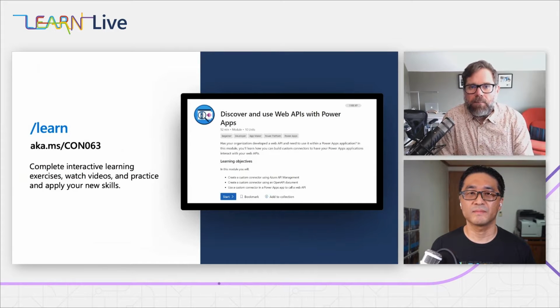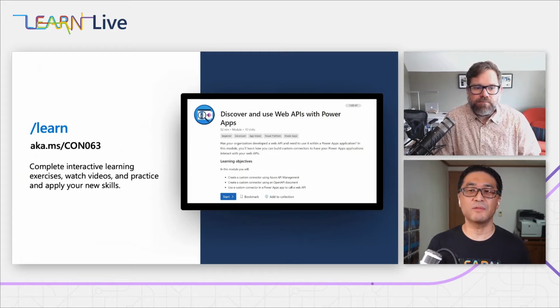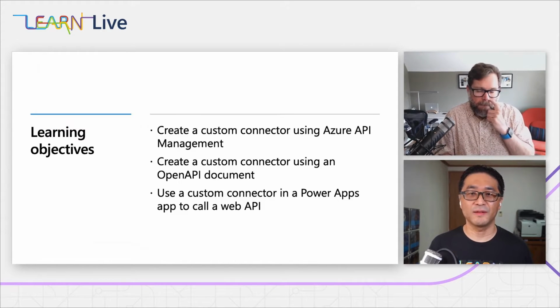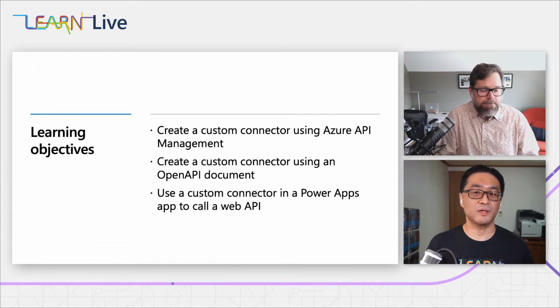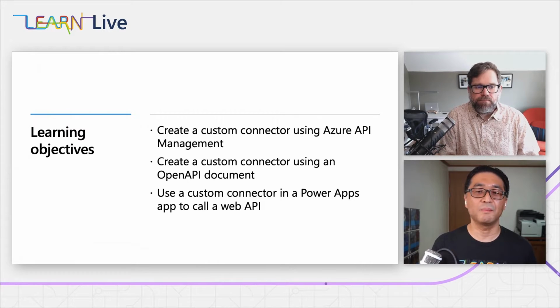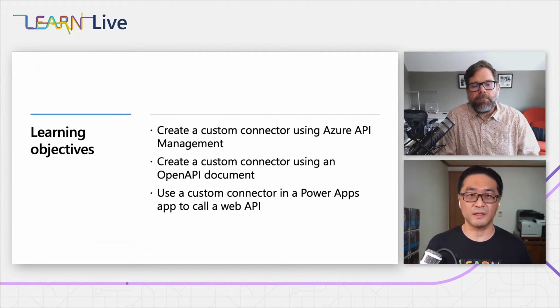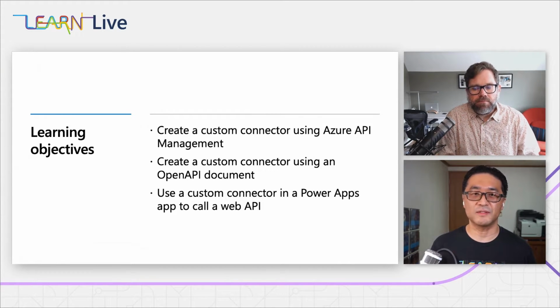Sure. So what we are working through is the Learn module today, aka.ms/CON063. I would encourage all of you to watch our session together, but I'd like to ask you to complete this module right after this session. Our learning objective is like this. Here we are going to create a custom connector using Azure API Management. We are going to create a custom connector using an open API document. And finally, we are going to use a custom connector in a Power Apps app to call the web API.